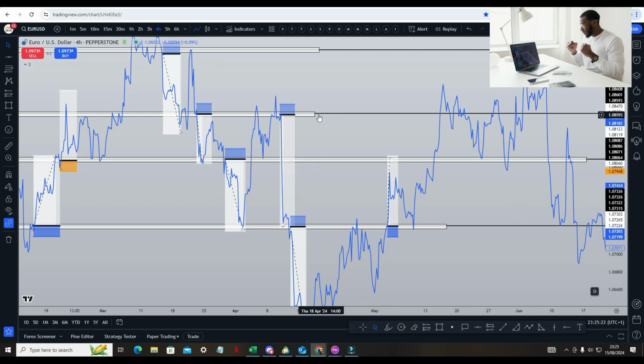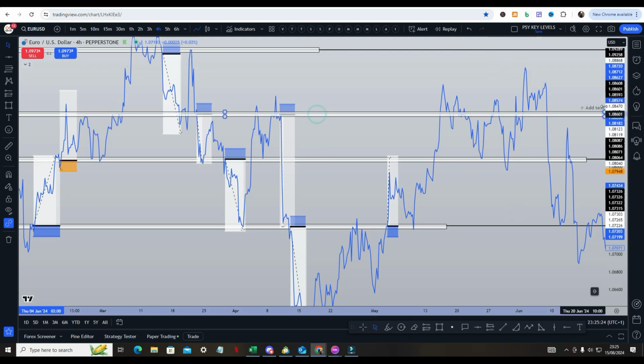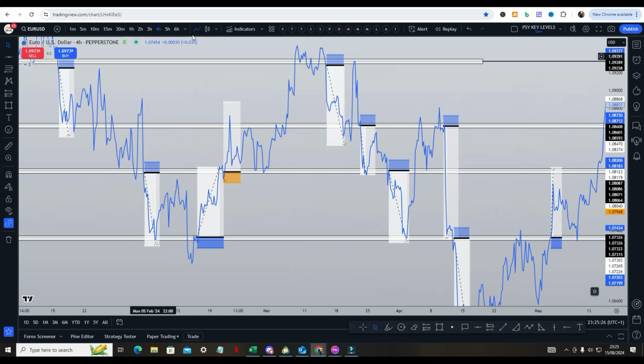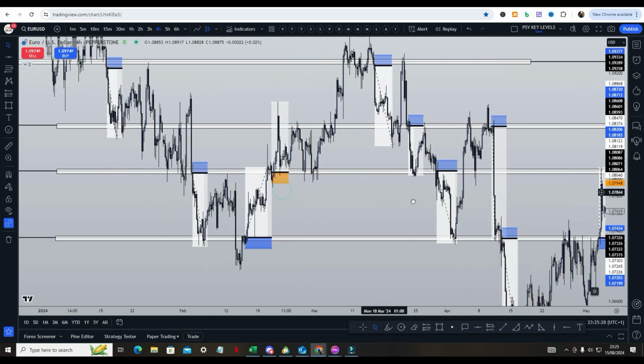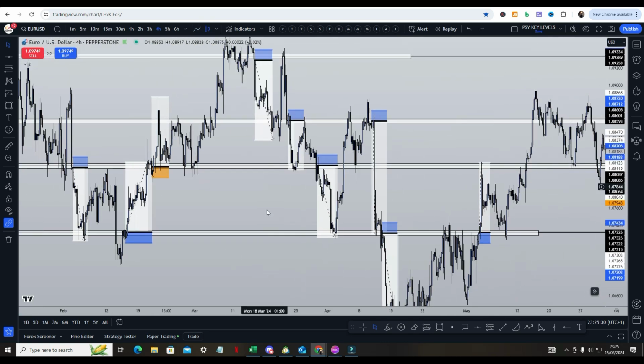Now entries are a different ball game. I'll be touching on entries as well. But if I just go back to the candles, and to the smaller time frame, what we'll do is we'll just start from here.